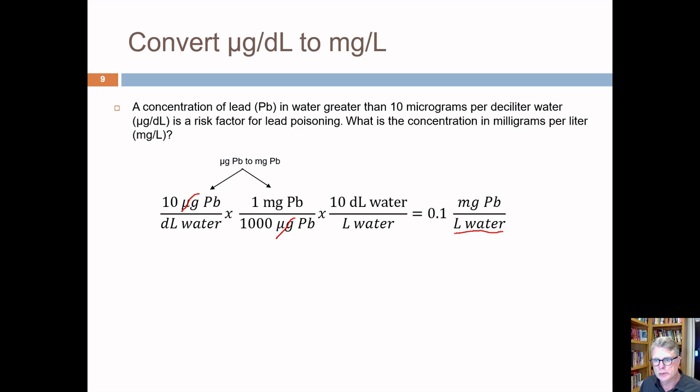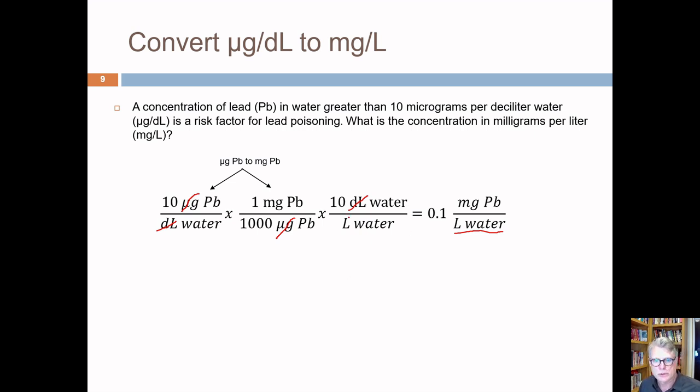Now we need to get to liters of water. Well, we're starting with deciliters. That's 1/10 of a liter. A deci means 1/10. So that means there are 10 deciliters of water for every liter of water. So I'll write that down. We'll cancel our deciliters. And at this point, we now have liters of water in the denominator. Perfect, that's what we want. Milligrams of lead in the numerator. Perfect, that's what we want.